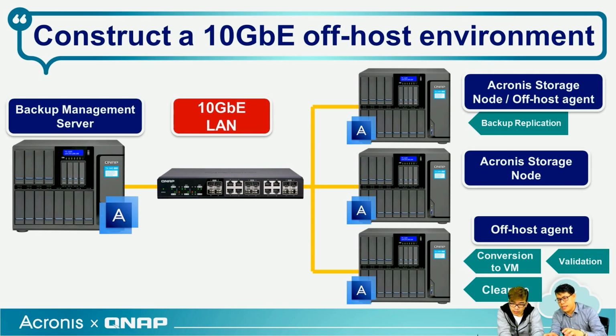As we can see, the Acronis storage node is used to hold the backup data, so we assume the backup data is already in the Acronis storage node. And the other two NAS can help to do the rest of the backup tasks. The first one does the replication, and the third one does the validation, cleanup, and then conversion to VM. And all tests were completed in a 10 gigabit Ethernet LAN environment. So it can enhance the information and data transmission.